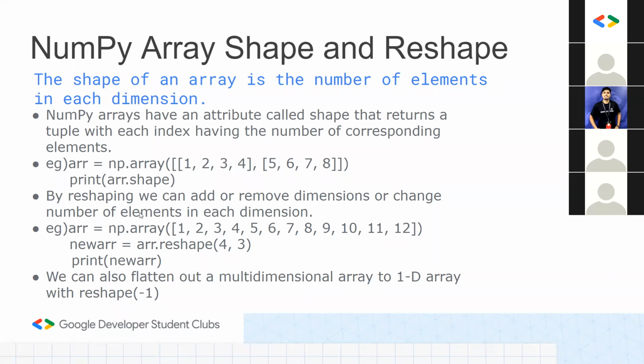And we can also reshape, which means we can add or remove dimensions or change the number of elements in each dimension. So this is possible. Let's look at this example, array as NumPy array, and then we just have a single dimensional array. And then let's say we want to reshape it into 4 subsets having 3 elements in each. So let's test this out.